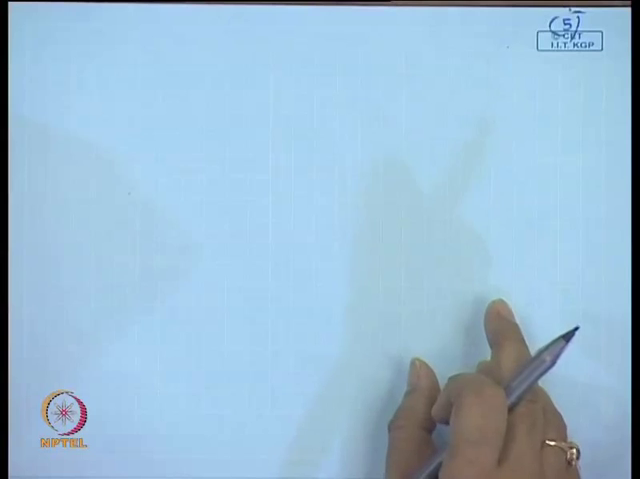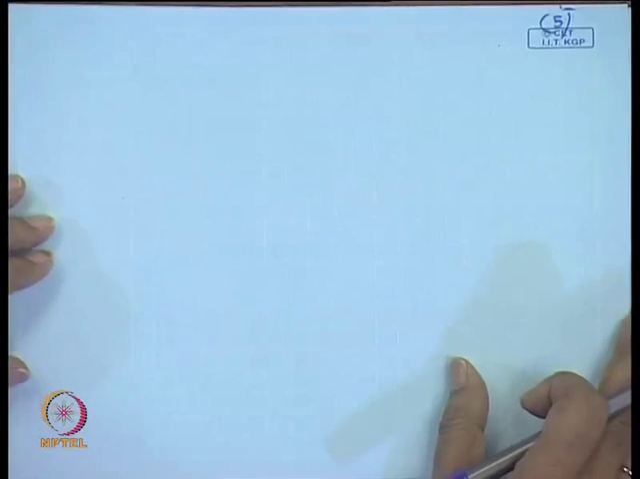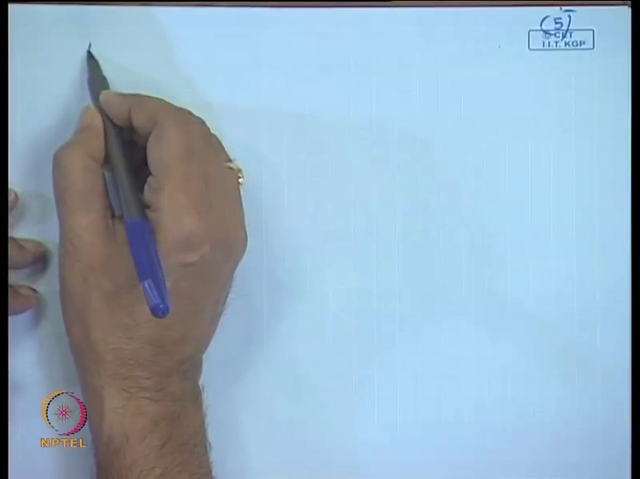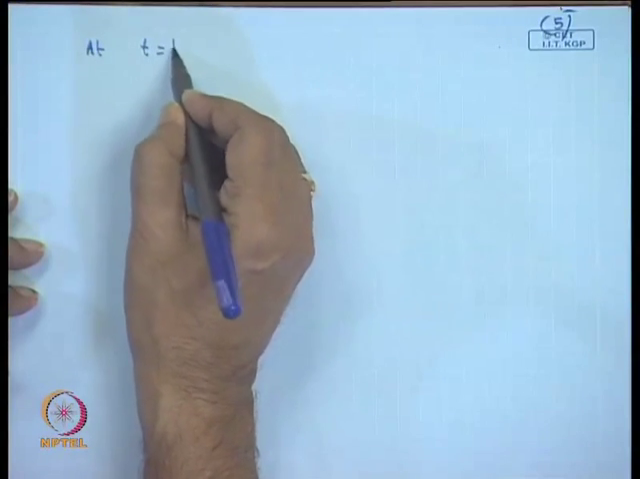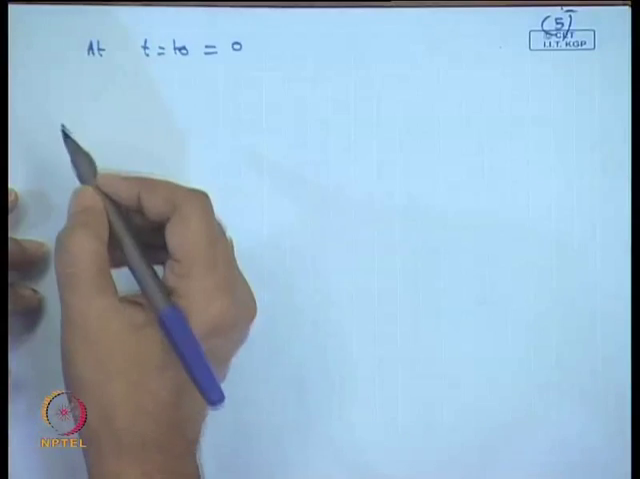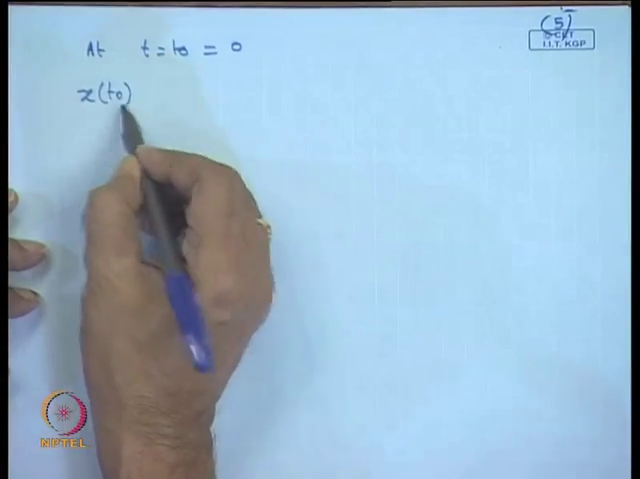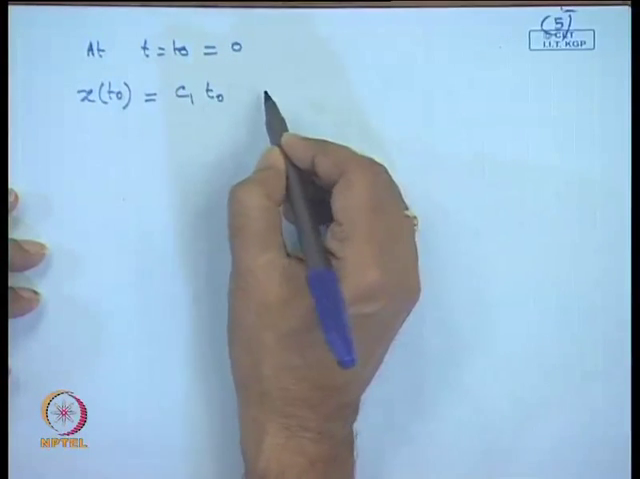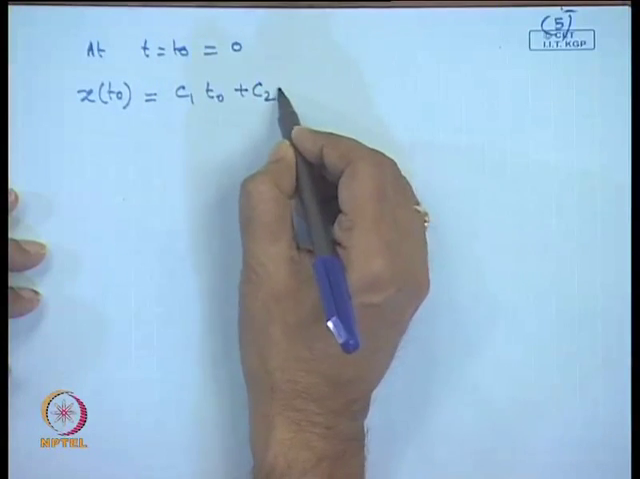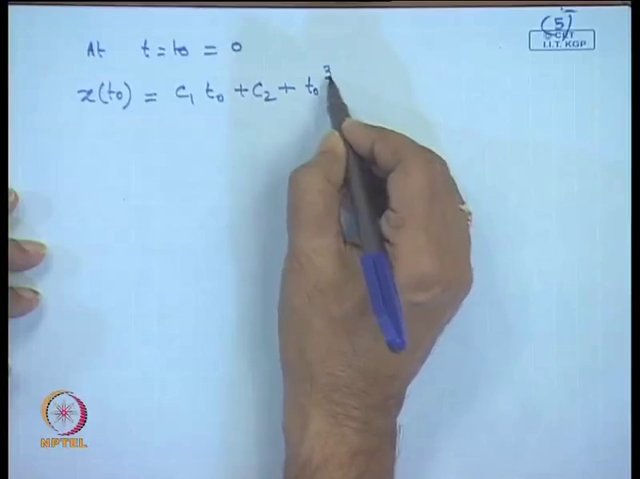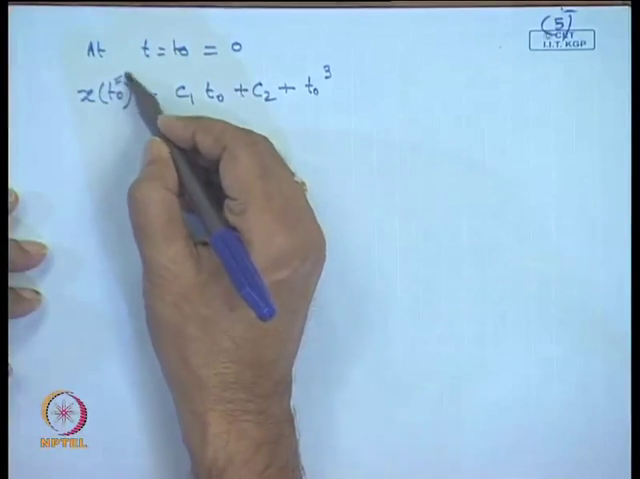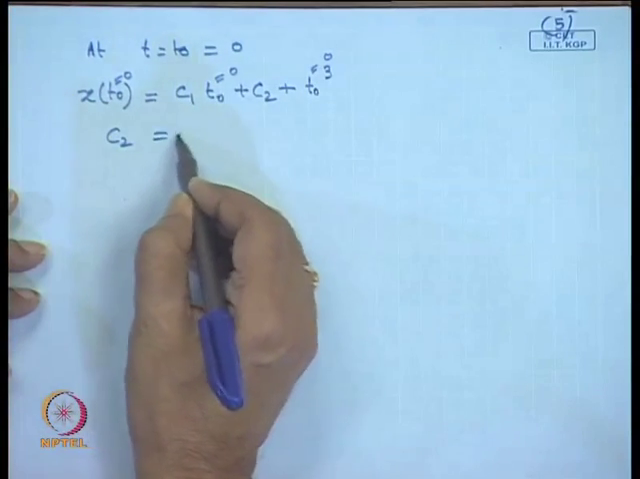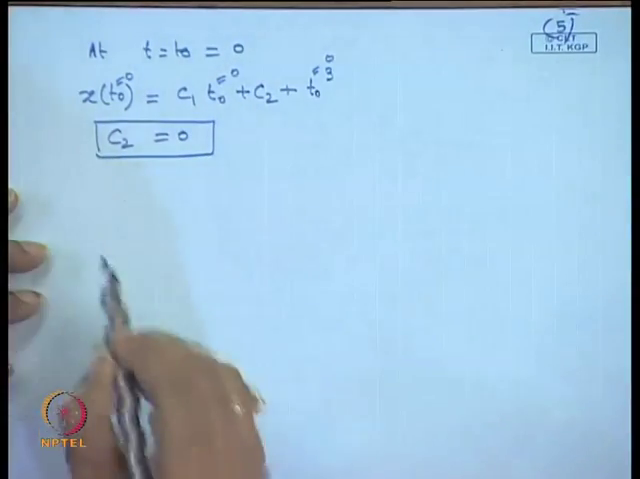So, let us see how one can find out c 1 and c 2 of equation 2. At time t is equal to t 0, that is 0, let us see what our trajectory value is. So, this is equal to c 1 into t 0 plus c 2 into t 0 cube. Then x of t 0 is 0, this is 0, this is also 0. So, the constant c 2 value is 0.